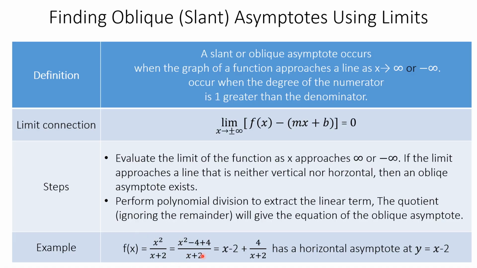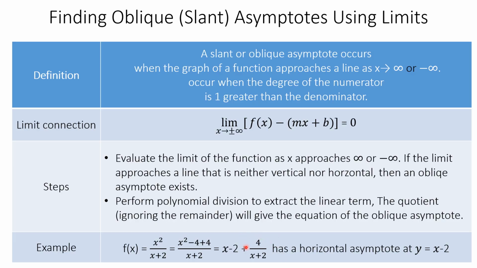But for example, take this right here. Now we subtracted 4, so we're going to have to add 4 back. Because we get x squared minus 4, that is also equal to x plus 2 times x minus 2. Now we can cancel out the x plus 2's, which gives us x minus 2 plus the right side which hasn't been cancelled, x over x plus 2. Right. So now the quotient, ignoring the remainder, will give the equation of the oblique asymptote. The quotient here was x plus 2, so x plus 2 is the oblique asymptote.